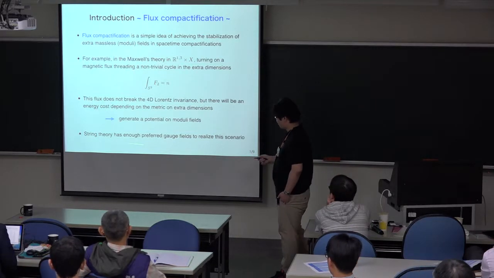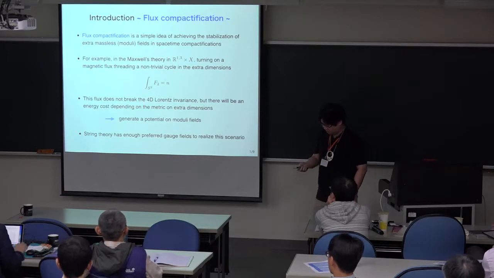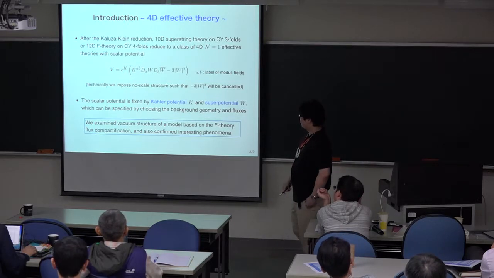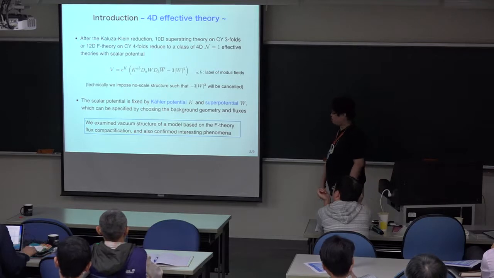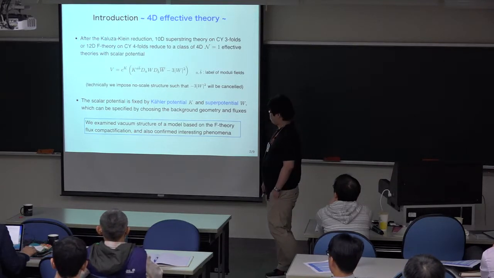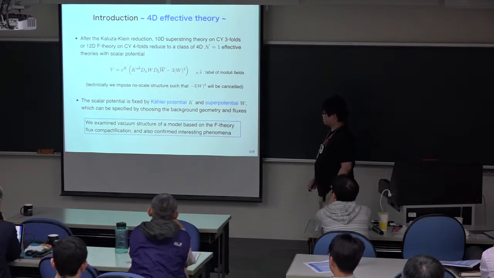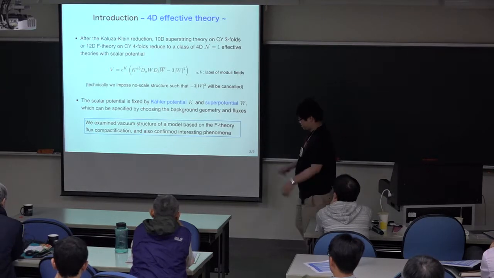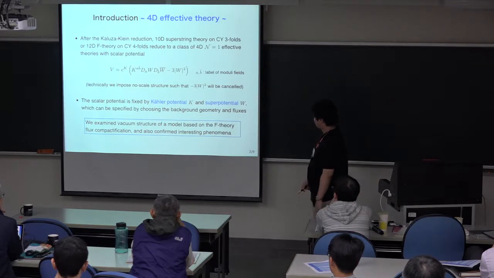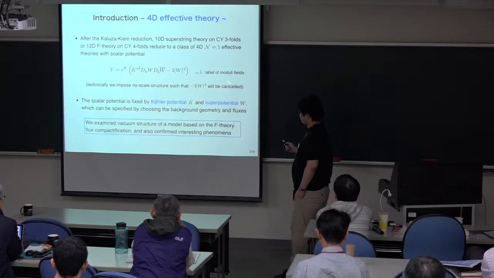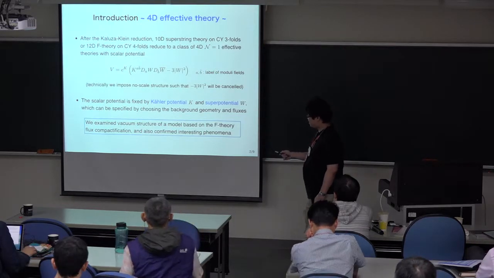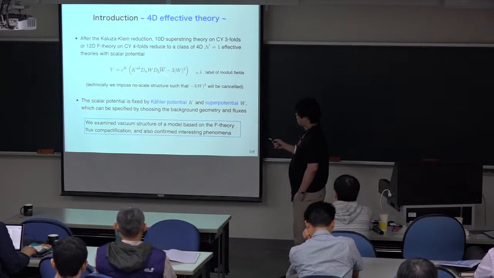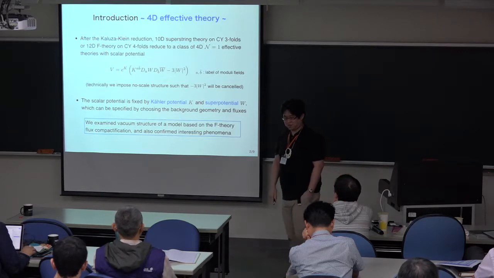So string theory has enough p-form gauge fields to realize this scenario, and for a complete setup, after taking the dimensional reduction, 10-dimensional superstring theory on a Calabi-Yau 3-fold or 12-dimensional F-theory on a Calabi-Yau 4-fold reduces to a class of 4-dimensional N=1 effective theory with generic scalar potential, already defined by all the works by supergravity experts. And this corresponds to the Kaluza-Klein moduli fields. And actually, technically, we impose the so-called no-scale structure. And in my talk, essentially, only this part is relevant for our discussions.